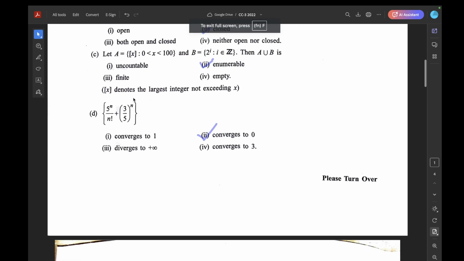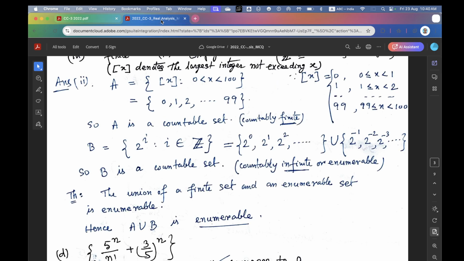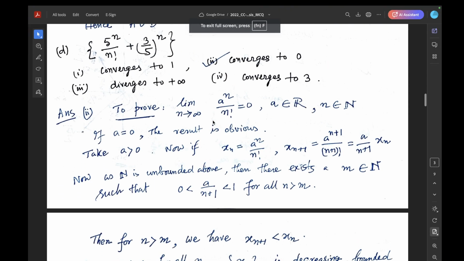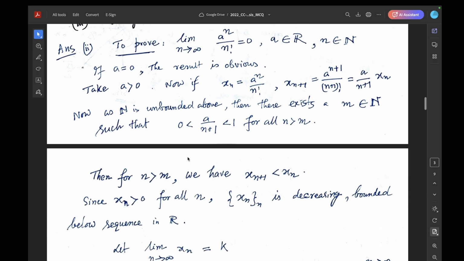Next question, D. The sequence is 5 to the power n by n factorial plus 3 by 5 whole to the power n. The correct option is, converges to 0. First we prove that the limit as n tends to infinity of a to the power n by n factorial equals 0, where a is a real number and n is a natural number. But for this MCQ, just state this statement; no proof is done here.